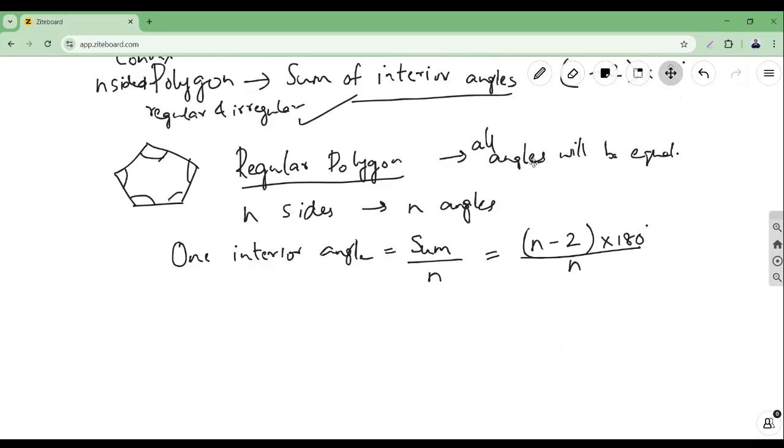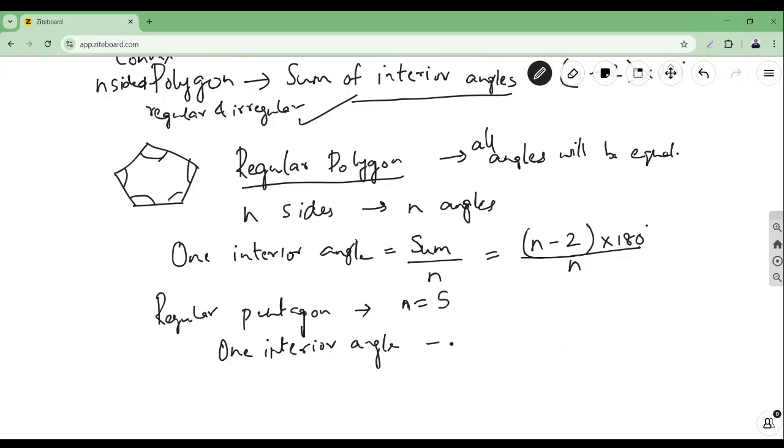Example. Now if I have a regular pentagon, what do I know? Regular means all the angles are equal, and pentagon means n, the number of sides, is 5. So one interior angle of this pentagon will be how much? Let's find out. 5 minus 2, that means 3 triangles I can form. 3 triangles means 3 180s, and for every angle, divide by 5. So 3 times 180 over 5.